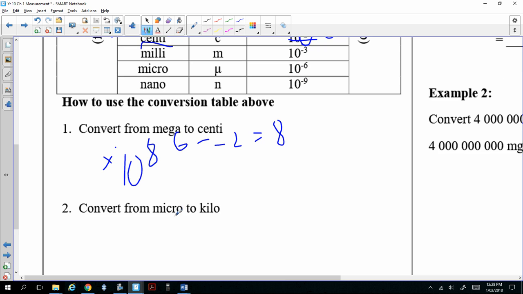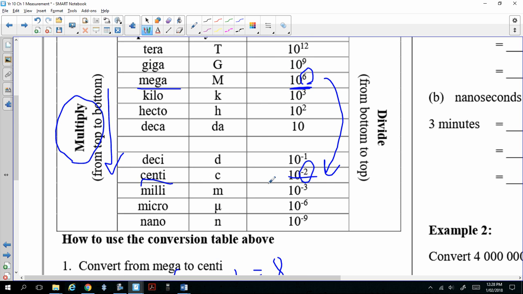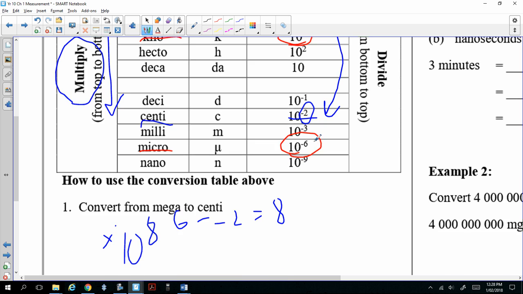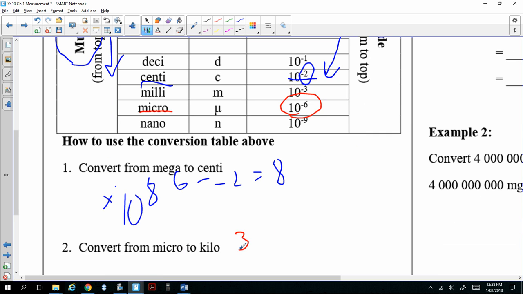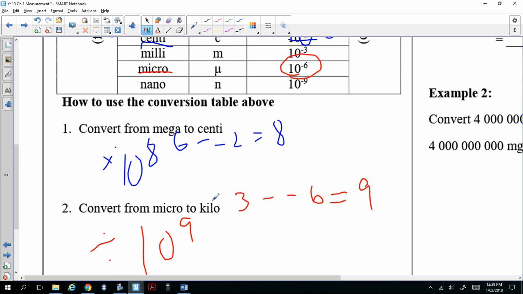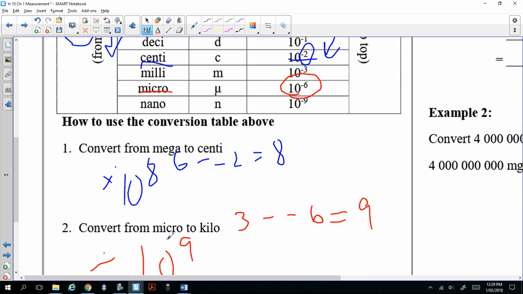Now, if you want to convert from micro to kilo, again, look at the table. Micro is over here, 10 to the power negative 6, to kilo, which is over here, 10 to the power 3. So you find the difference. Again, you do big minus small, so 3 minus negative 6 is a difference of 9. In that case, you have to divide by 10 to the power of 9. To convert from micro to kilo, you divide, because going from bottom to the top, you have to divide by 10 to the power 9.